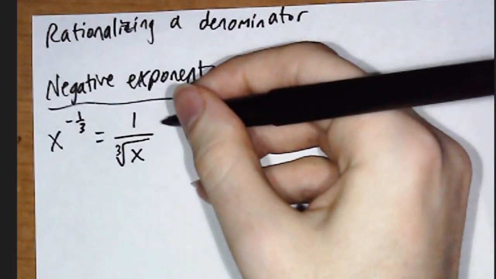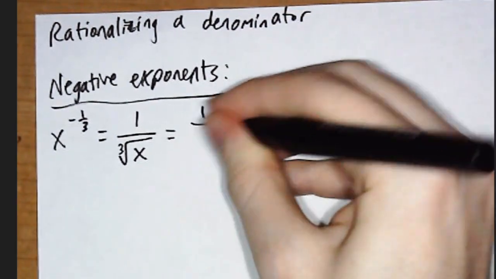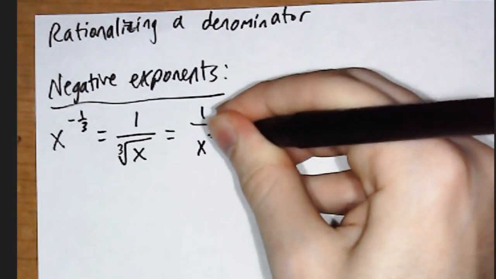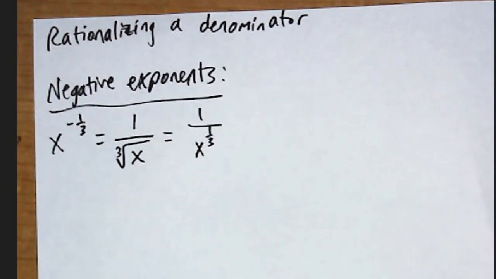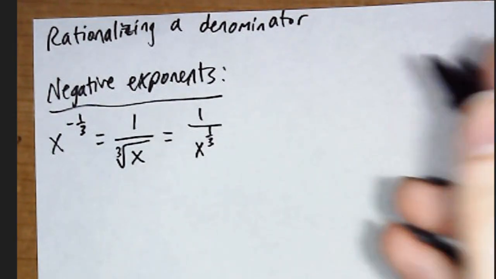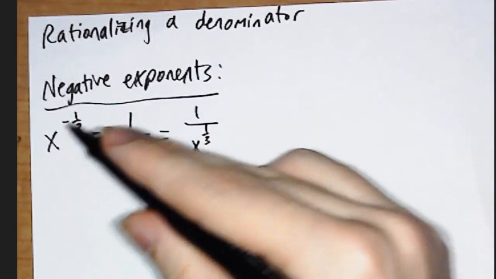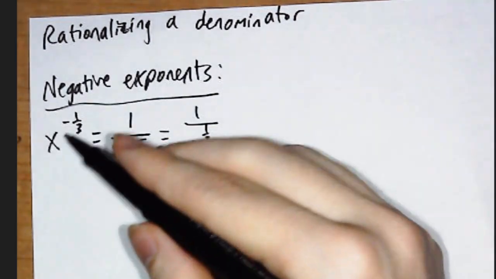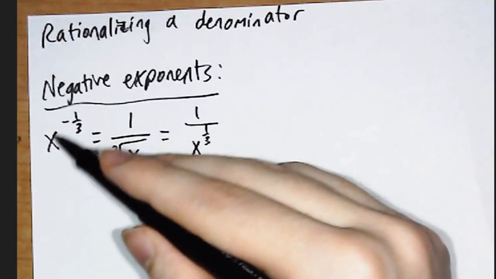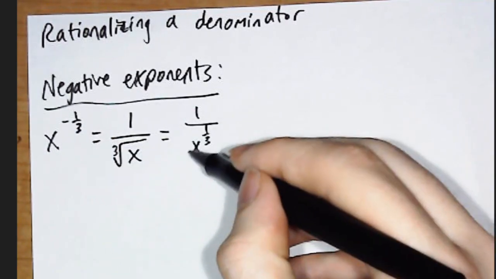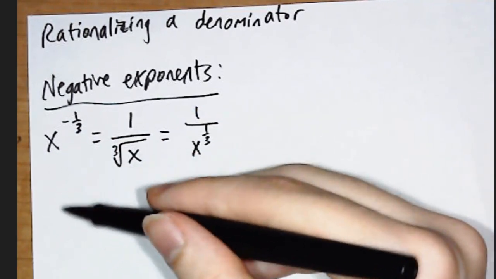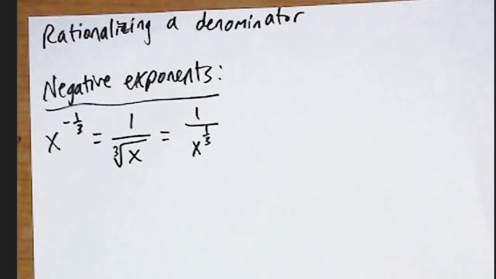Another way to think of it is like this. We have 1 over x to the positive 1/3. If you remember from Algebra 1, negative exponents mean that you move whatever is in the numerator to the denominator. If the expression is in the numerator and it has a negative exponent, you move it to the denominator. And if the expression is in the denominator and it has a negative exponent, you move it to the numerator.